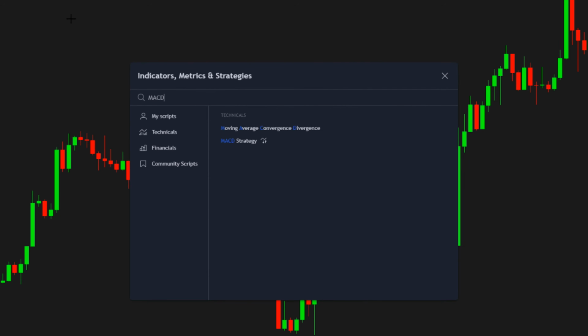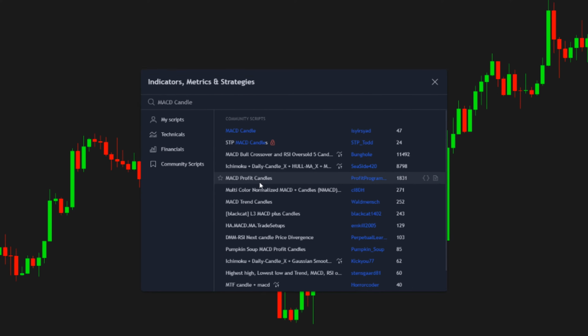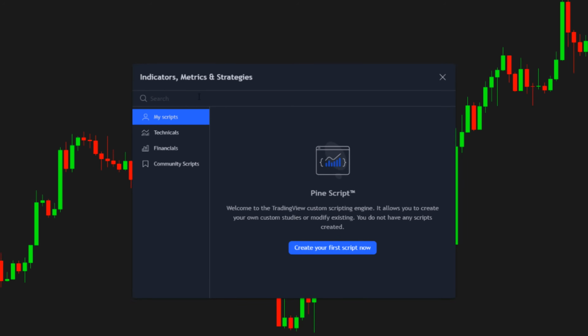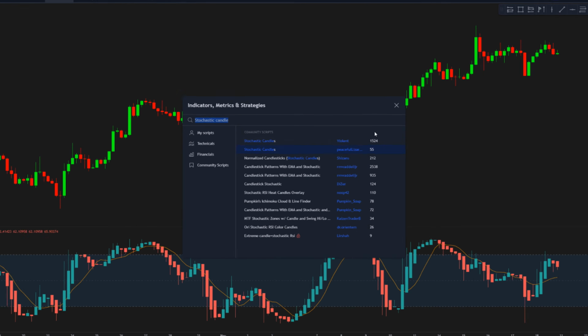For MACD, search MACD candle and add this indicator. For stochastic, search stochastic candle and use this indicator.